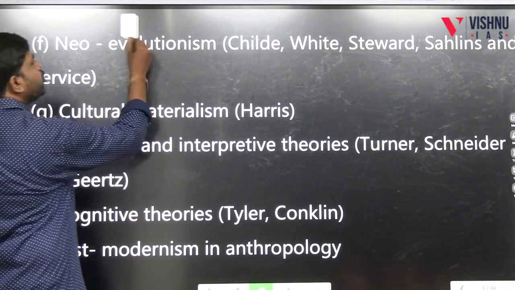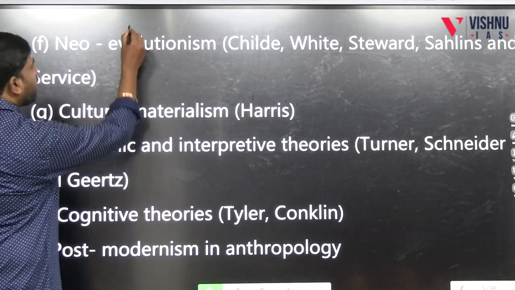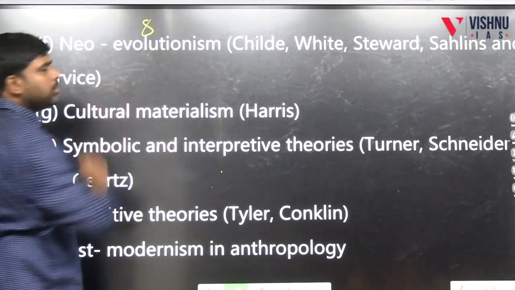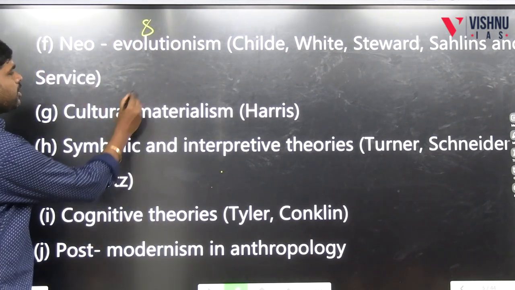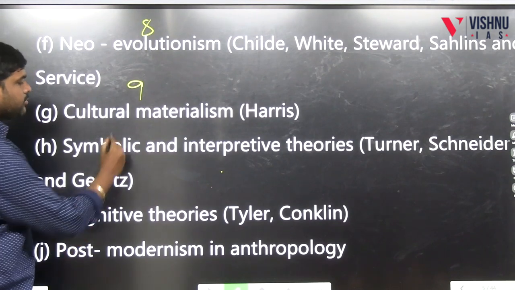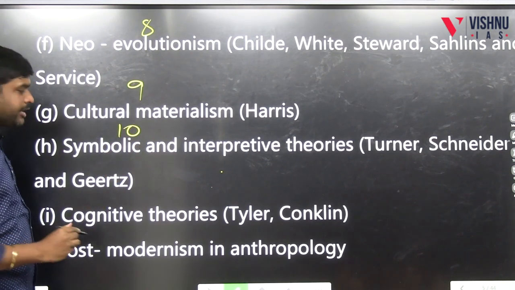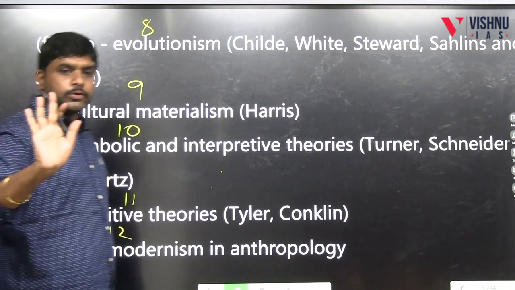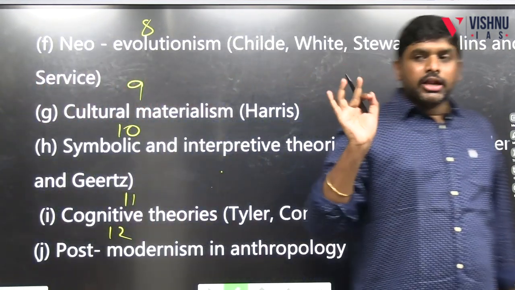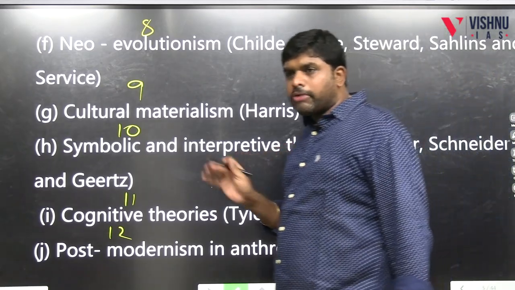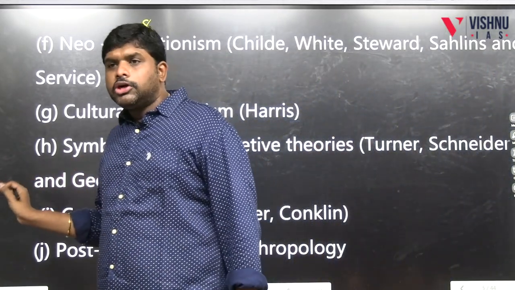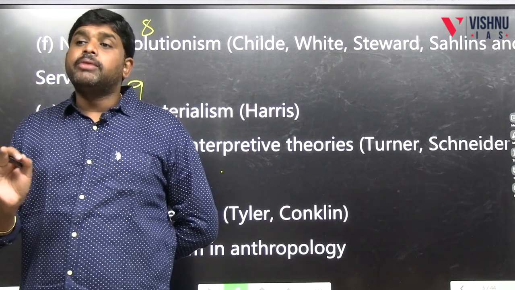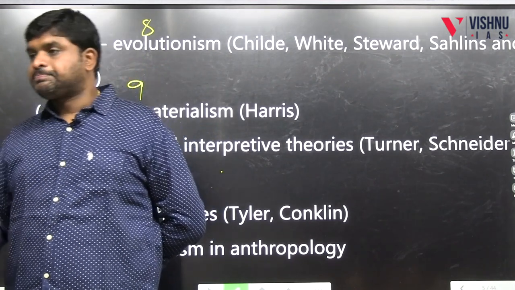The 8th school is neo-evolutionism. The 9th school, cultural materialism. The 10th school, symbolic and interpretative theories. The 11th school, cognitive theories. The 12th school, postmodernism. I am telling you, if you are perfect in these 12 schools, 50% of your anthropology is completed.